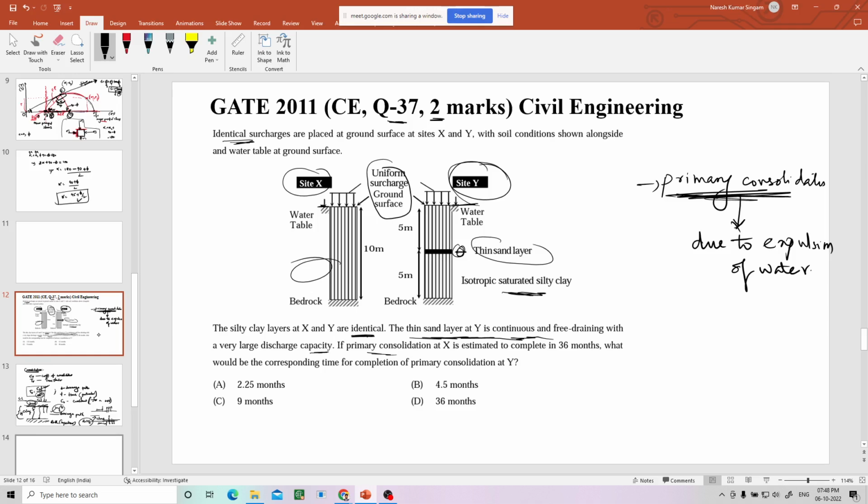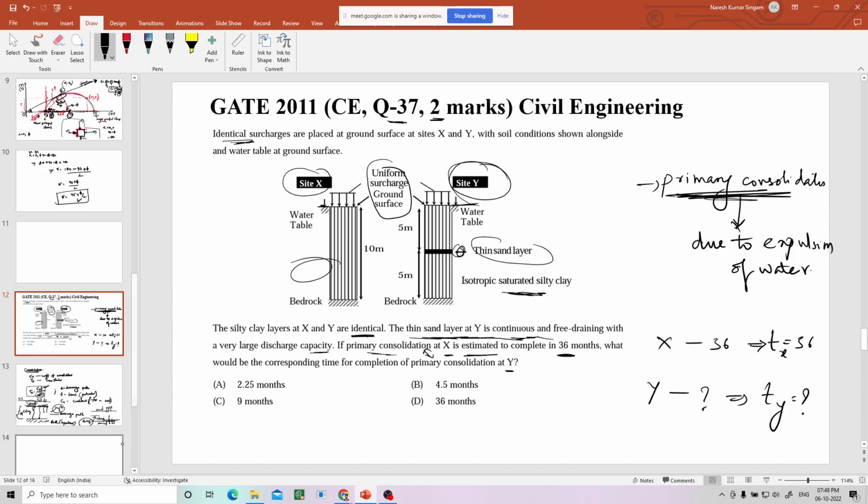So here he did not mention any percentage. That means complete, 100% primary consolidation at X is estimated to take 36 months. Okay, you can say Tx is 36 months for the consolidation. What would be the corresponding time for the completion of the primary consolidation, the same percentage of consolidation, at Y? Okay, at Y, how many months will it take?